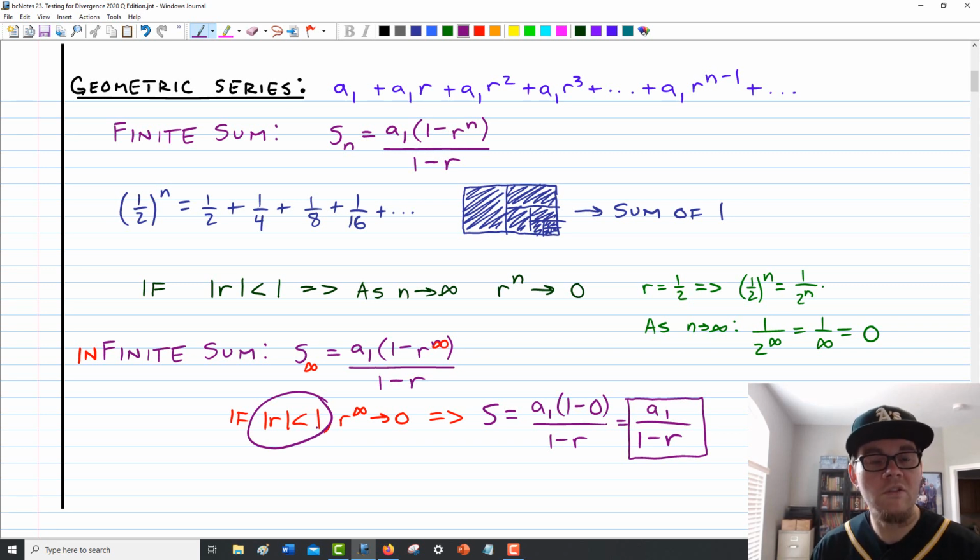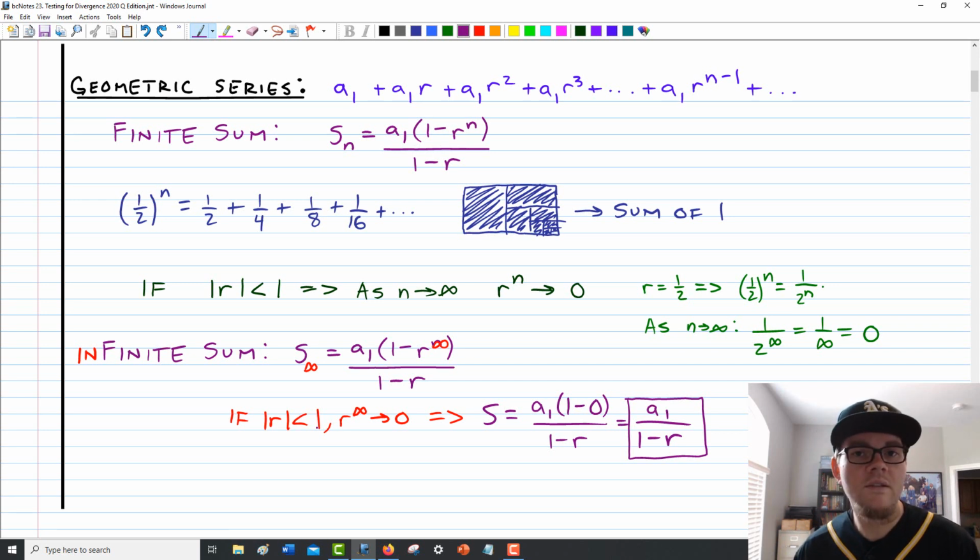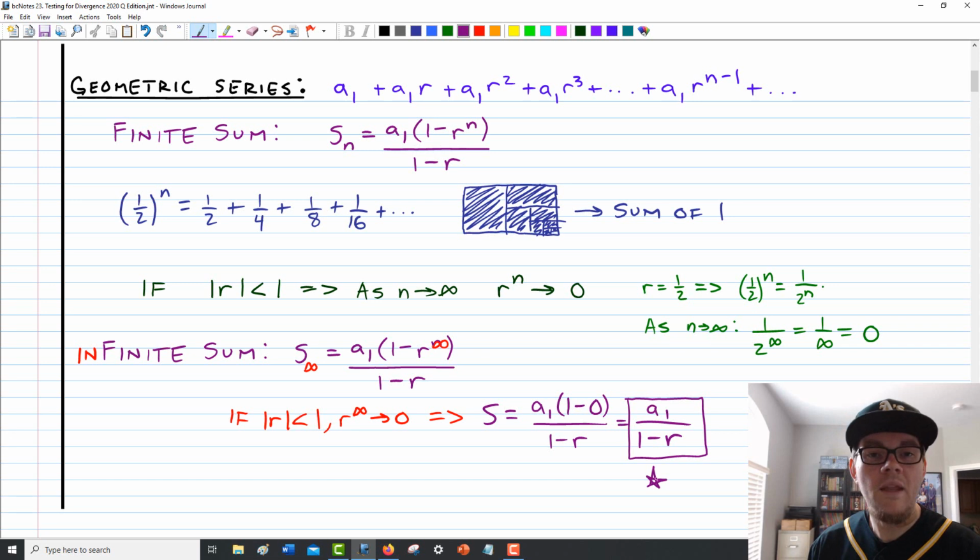In other words, we need a sufficiently small r so that we can actually make sure that the series converges. So again, this is a very technical and detailed approach using limits, but it basically leads us to something that we can use to test a geometric series. And not only that, but since this expression is the sum that a geometric series converges to, we can actually find the value to which a geometric series converges, assuming that its ratio is sufficiently small.